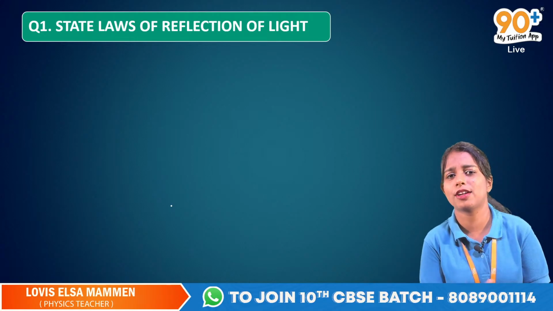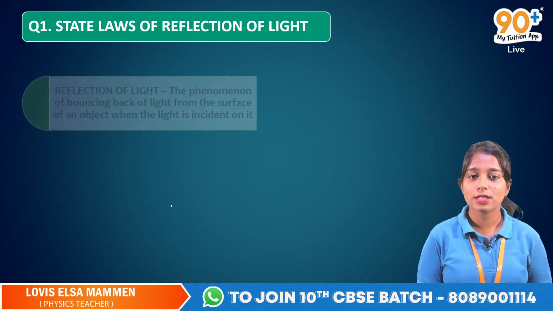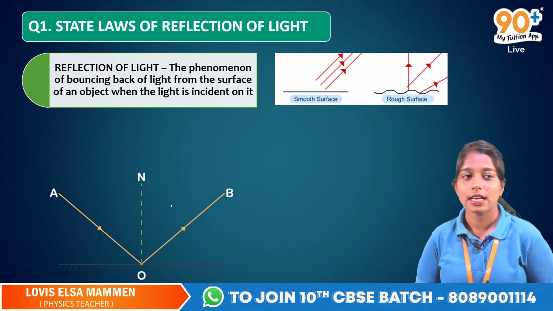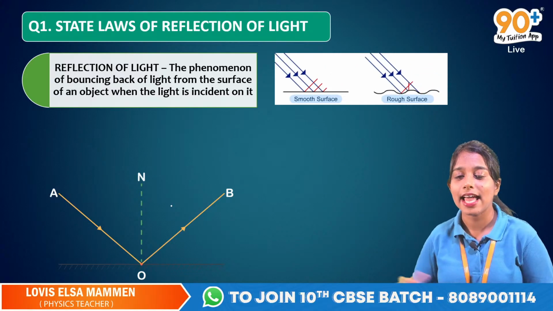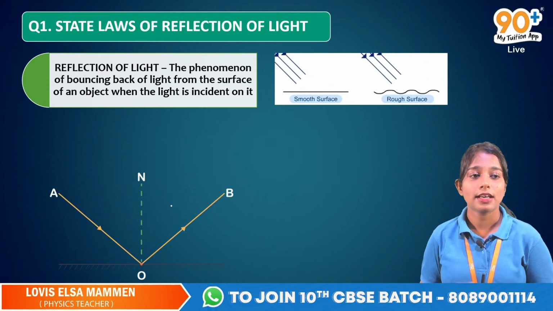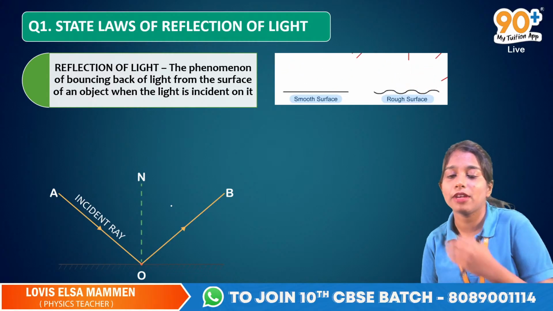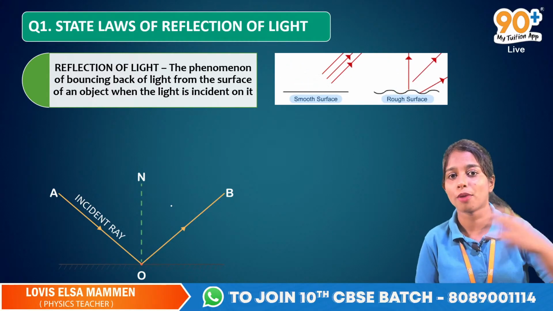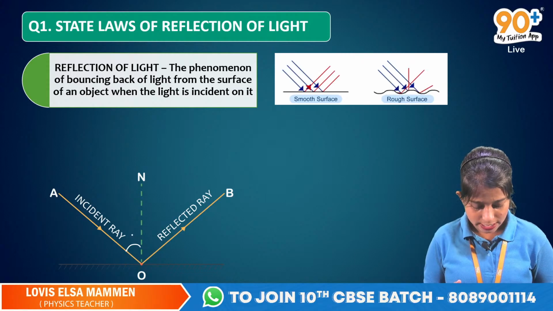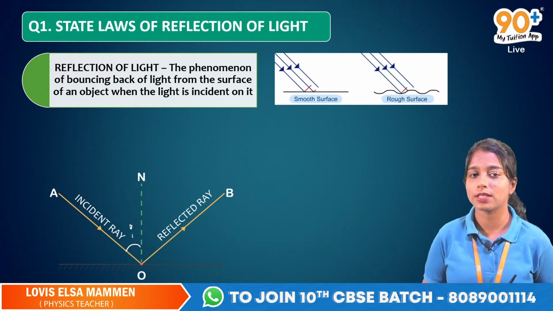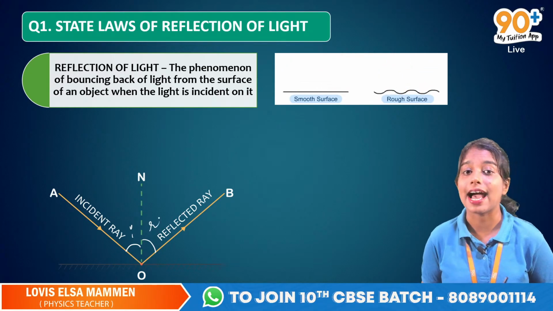Now what is reflection of light? It's very simple. There is a surface, and light is striking the surface and bouncing back to the same medium. The striking light is the incident ray, and the light which is bouncing back is known as the reflected ray. The angle between the incident ray and the normal at the point of incidence, N, is the angle of incidence, and the angle between the normal and the reflected ray is the angle of reflection.